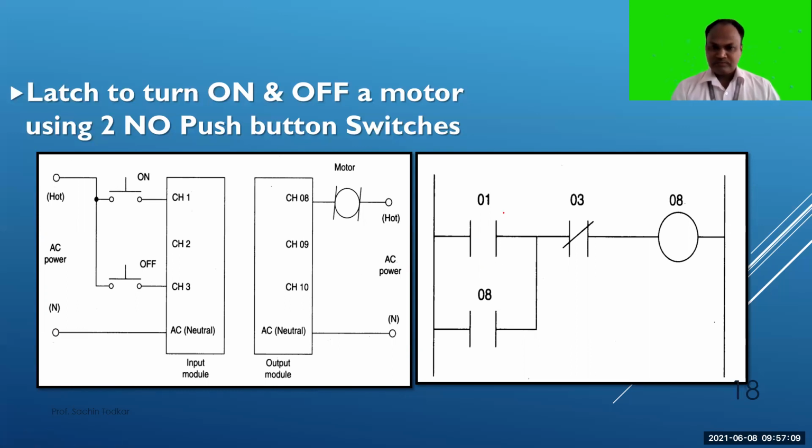So when this push button is on, and this push button is on, your motor is started. Now the motor has been started here. Once it is started, then it will take this latching path till this button 03 is opened, or we can say pushed. When it is pushed, then only the motor will stop. So this is called latching of a motor.